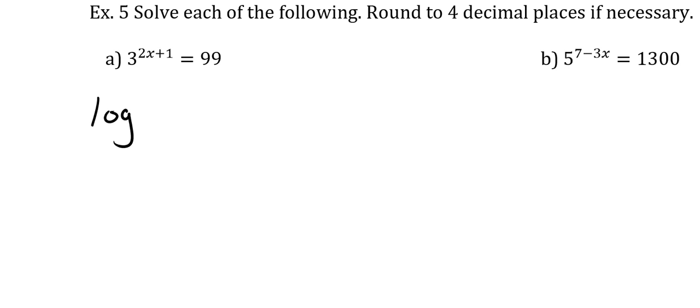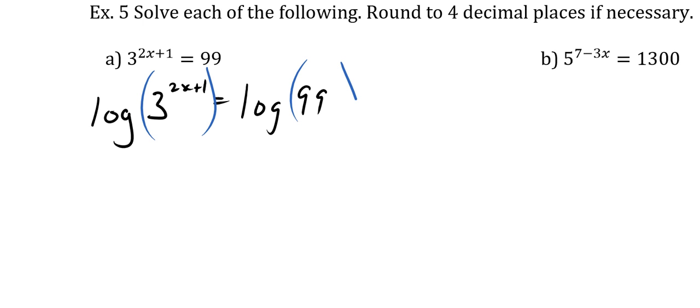So I'm going to use log base 10 of 3 to the 2x plus 1 equals log base 10 of 99. You have to take the log of the entire left and the entire right. So the whole left goes in the argument and the whole right goes in the argument, no matter what it is. Using the power law, I can take the 2x plus 1 out front. And that's the whole point, I'm trying to get the x out of the exponent.